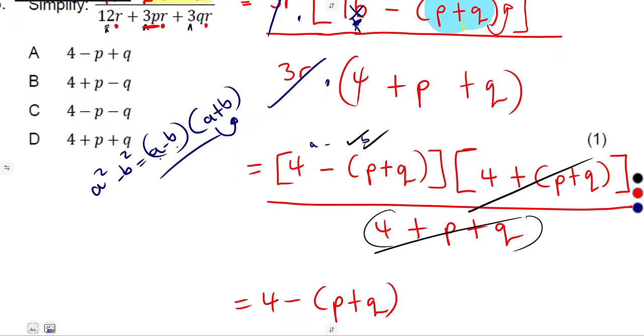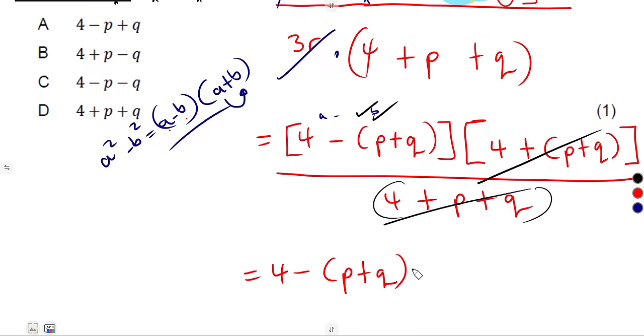So what happened? They simply expanded the brackets there with the negative. So distribute with the negative, the bracket 4, minus 1 times P, minus P, minus 1 times Q, minus Q. So it was going to be 4 minus P minus Q, which is the best answer, which was going to be on C.